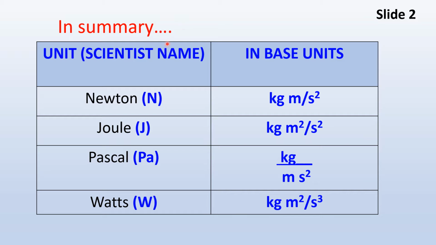In summary, all these units that take the scientist's name, like Newton, Joule, Pascal, and watts, can be represented by its base units in kilograms, meters, and seconds.